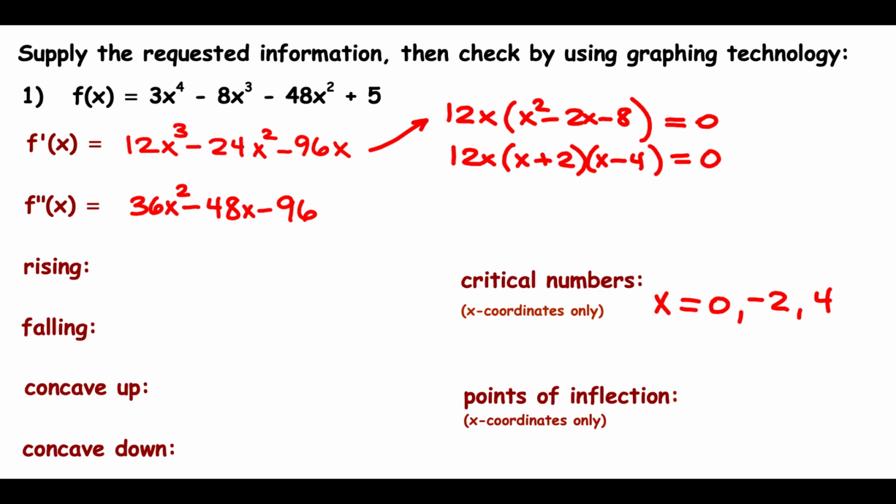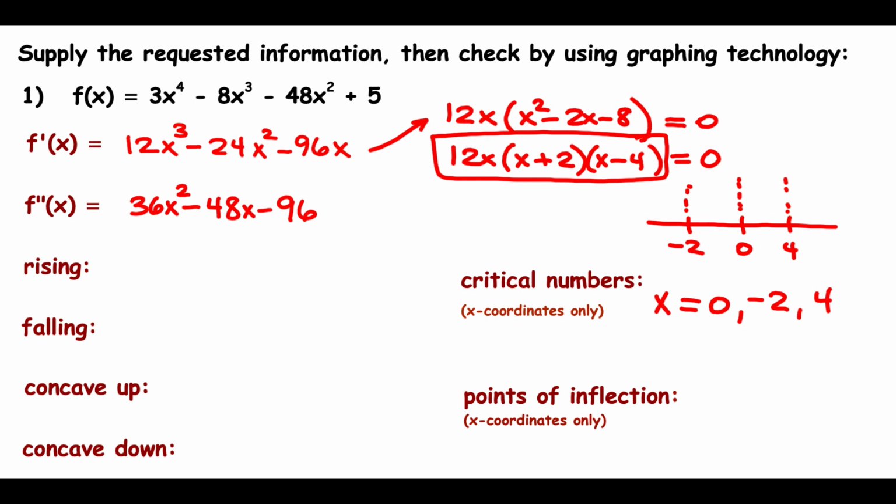As far as finding the rising and falling, I'm going to make a quick sign chart. Again, we have to put these in order, so negative 2 must come before 0. Don't get sloppy accidentally. I think the easiest place to test it would be right here, the fully factored first derivative. So we're going to try a number less than negative 2. How about negative 3? Why not? If you put a negative 3 in for all the x's, you're going to get negative times negative times negative, which is, you guessed it, negative.